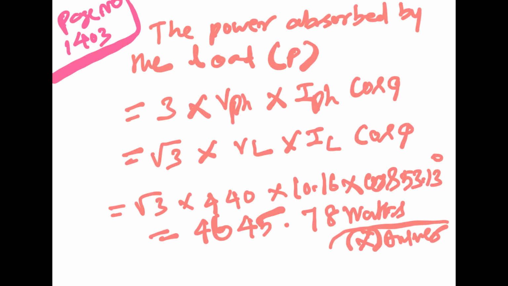The power absorbed by the load P is 3 times VPH times IPH cos phi. That is, in load terms, root 3 VL IL cos phi. That is root 3 times VL, which is 440, times IL, which is 10.16, times cos phi, where phi is 53.13. We obtain the power absorbed by the load as 4645.78 watts. That is the answer for the balanced star connected load.